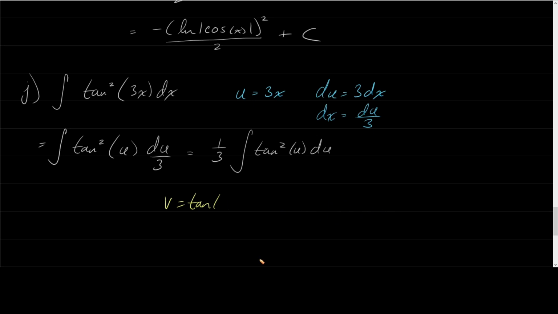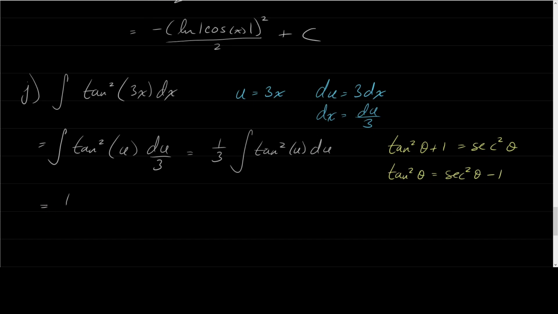But the one thing that we can do is recall Pythagorean identities. This is from pre-calc. Recall that if I have tan squared theta plus 1, that's equal to secant squared theta. So that tells me that tan squared theta is equal to secant squared theta minus 1. So I'm going to use that to rewrite my integral.